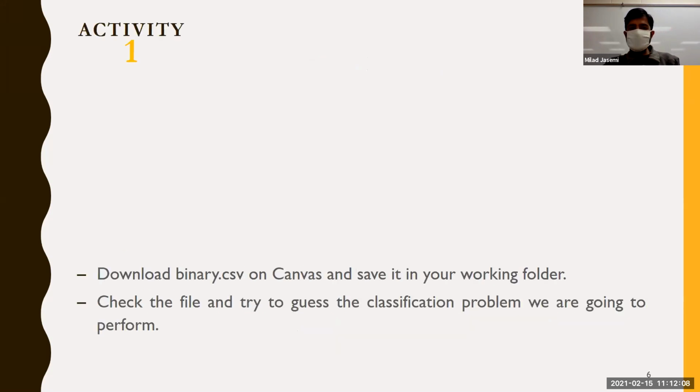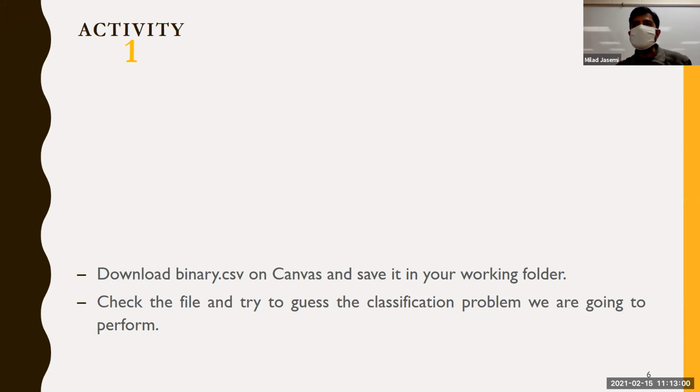And let's start Activity 1. Download the binary.csv file on Canvas and save it in your working folder. The working folder is the folder where you save the files you want to work with. It's nothing special, it's just to give order to what you are doing and keep your work more organized. So create a folder, download binary.csv into it, check the file, and try to guess the classification problem we are going to perform.